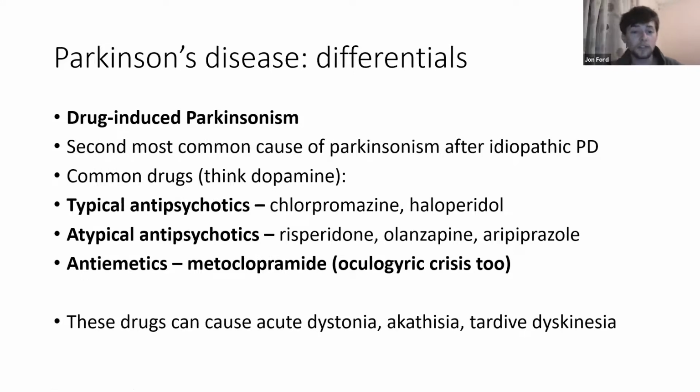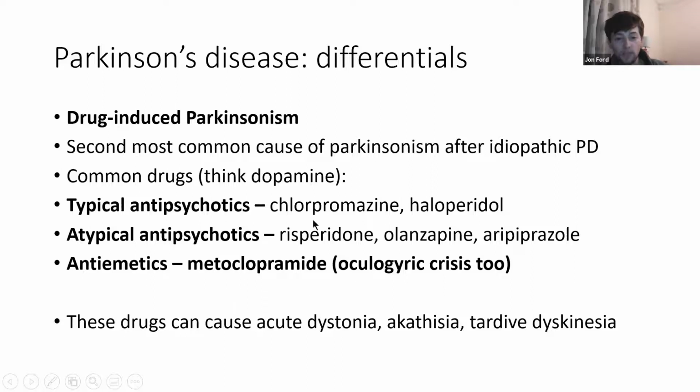So drug-induced Parkinsonism is the second most common cause of Parkinsonism after idiopathic Parkinson's disease. And when you're thinking about what drugs might cause it, just think what affects dopamine. So it's a lot of the psychiatric drugs. So things like chlorpromazine and haloperidol, which are the older typical antipsychotics used often in schizophrenia, or the atypical antipsychotics, which are newer but still have this as a possible side effect, like risperidone, olanzapine, aripiprazole. You don't have to obviously know all of these, but it's worth being able to recognize these sort of names. And antiemetics can also cause this.